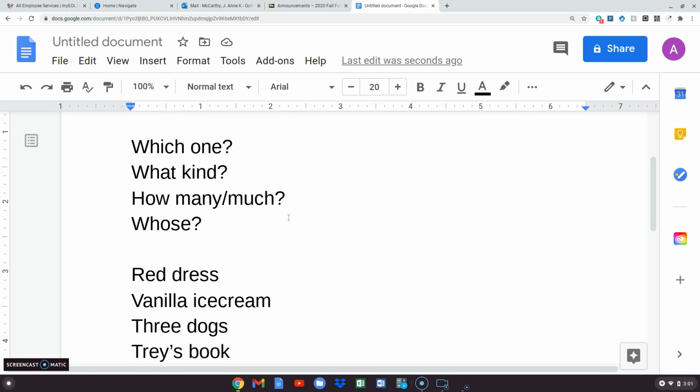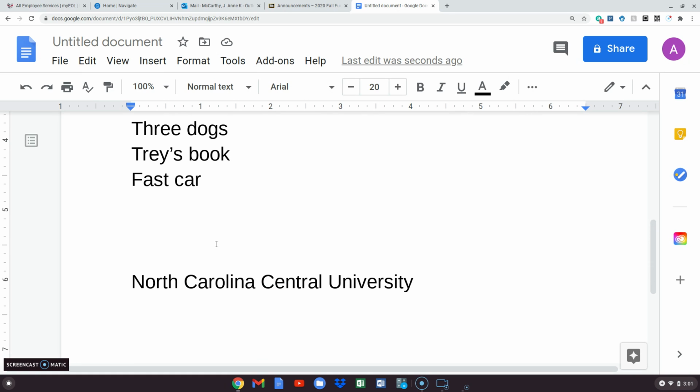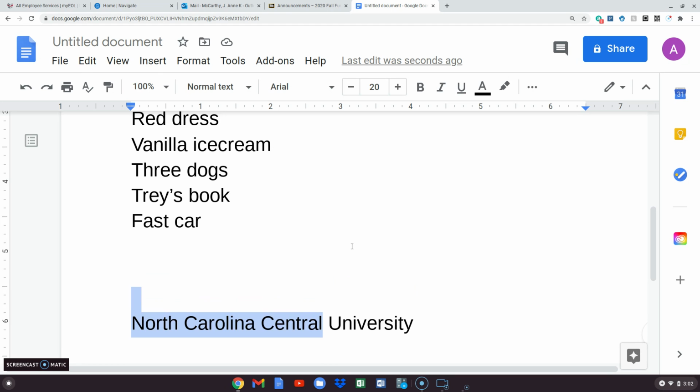Let me just mention one more thing. I forgot I put it down here. With North Carolina Central University, one of these words in this group is being used as a noun. Can you guess which one it is? Is it North Carolina? Is it Central? Is it university? It's university. So university is our noun, okay? And North Carolina, I've turned the whole state into an adjective because it's describing which university, which one? North Carolina Central University. So notice that all of these words going before university are telling us which one.